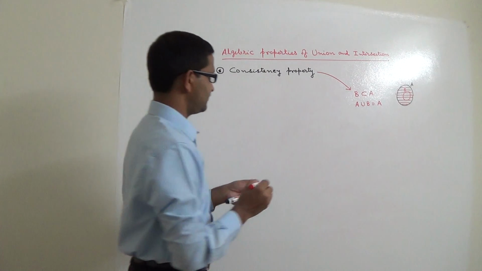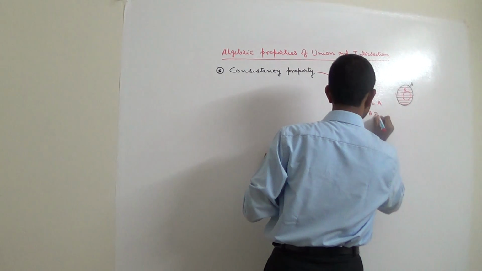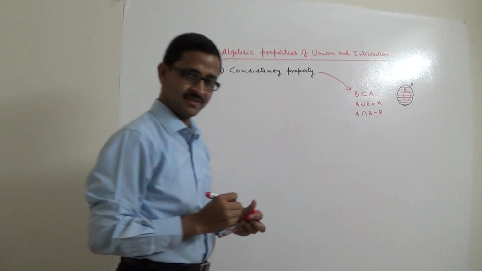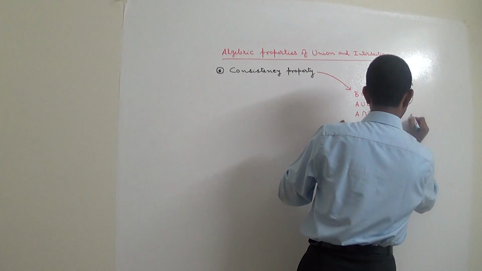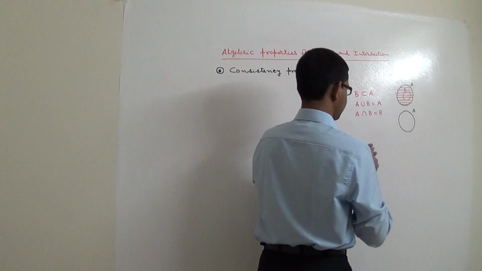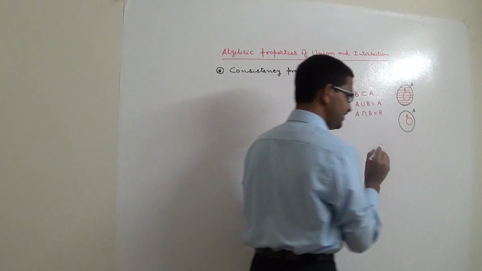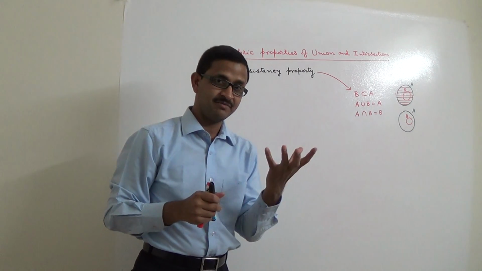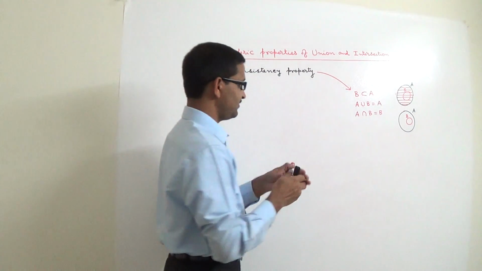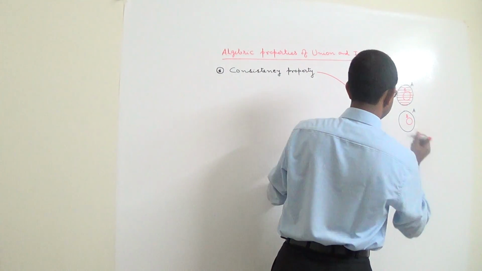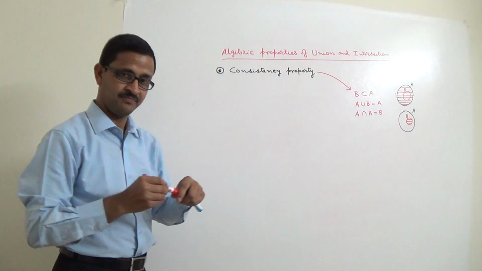And another property here is that A intersection B is equal to B. Let's see this by means of the Venn diagram. Suppose this is A and this is B. Now A intersection B means those elements which belong to A and B, right? So that means it is only these elements which belong to both A and B, which is nothing but the set B.